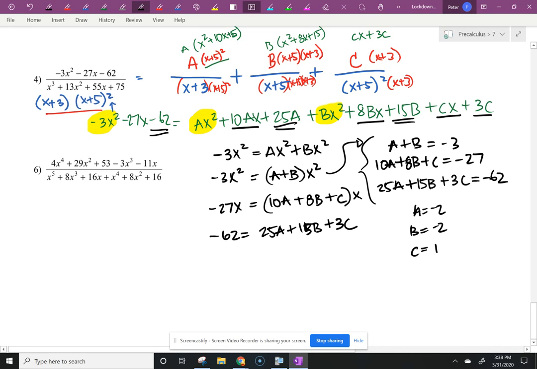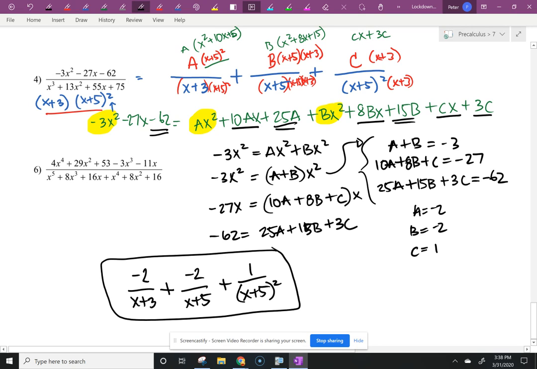So what does that mean? Plug them in. A was, if you see before all that mess, negative 2 over x plus 3, plus B, negative 2 over x plus 5, plus C, which is 1 over x plus 5 squared. And there you have decomposed it into much smaller, prettier, cuter, wonderful little fractions that, if you added them all together, would turn into this mess. All right, I'll make another video to do 6, so stay happy.